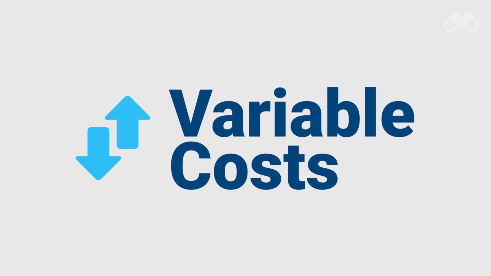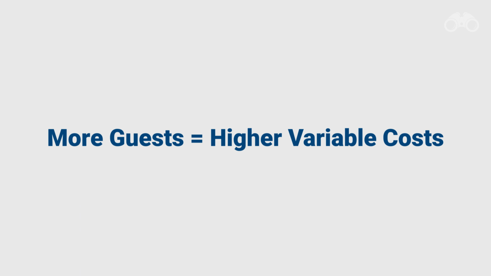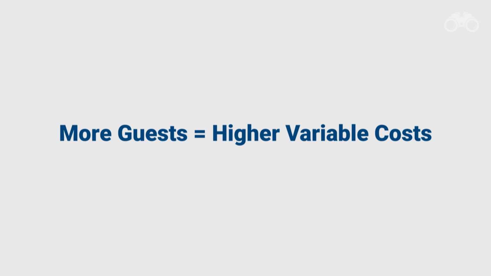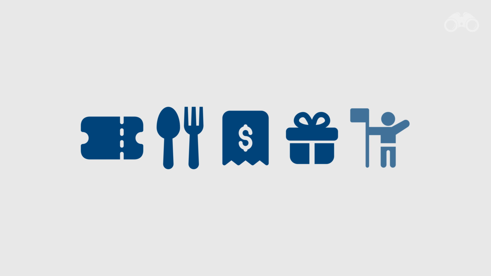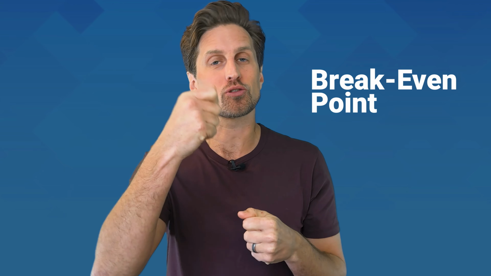Variable costs change directly with the number of guests. More guests means higher variable costs. Examples of variable costs might include admission tickets, food tastings, per-person activity fees, individual souvenirs, or additional guides that might be needed for larger groups. Understanding this distinction is crucial because it obviously impacts your profitability at different levels of occupancy, i.e. how many people are on your experience. It's really crucial for understanding your break-even point and your trip minimums.